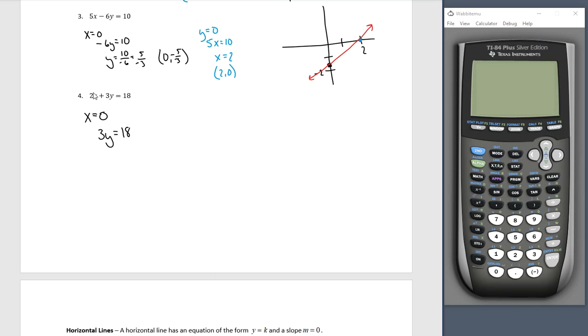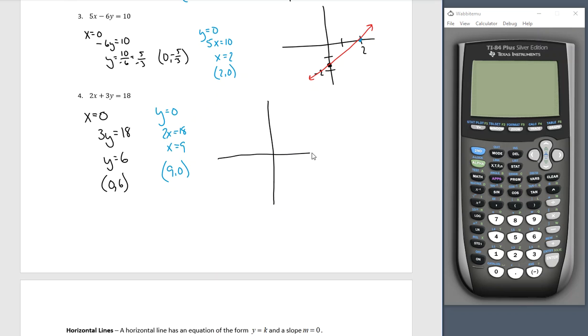If x is 0, I'll have 3y equals 18. Divide both sides by 3. I get y equals 6. And it tells me exactly where that 6 goes. It's the y value. The other one's 0. If I find my horizontal intercept, my y value is 0. I have 2x equals 18. So x equals 9. Again, x is the 9. The other one is 0.